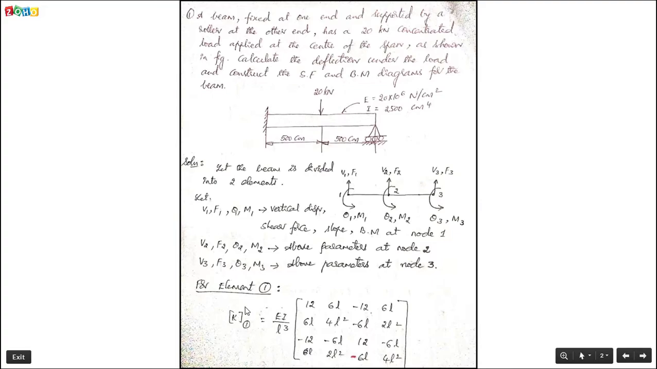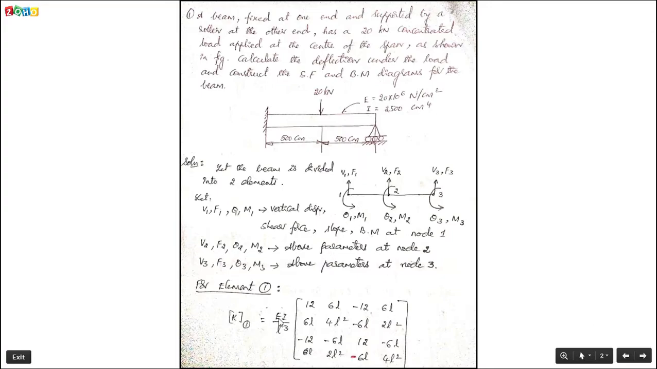For the first element of the beam, what is the formula? The stiffness matrix of the first element of the beam is given by the direct formula K equals EI by L cube times the matrix: 12, 6L, minus 12, 6L; 6L, 4L square, minus 6L, 2L square; minus 12, minus 6L, 12, minus 6L; 6L, 2L square, minus 6L, 4L square. This is the formula for the first element, that is K1.